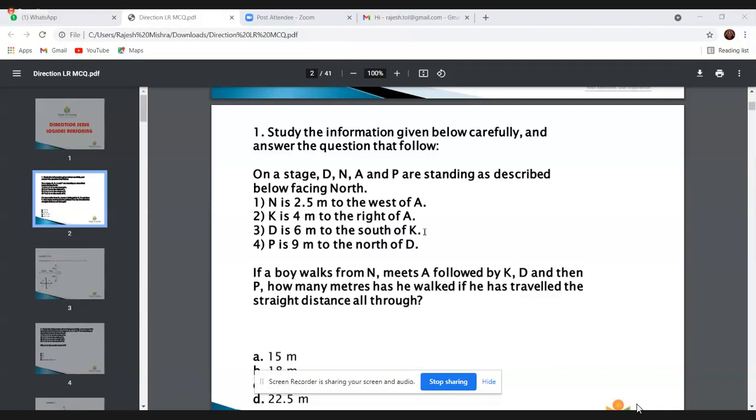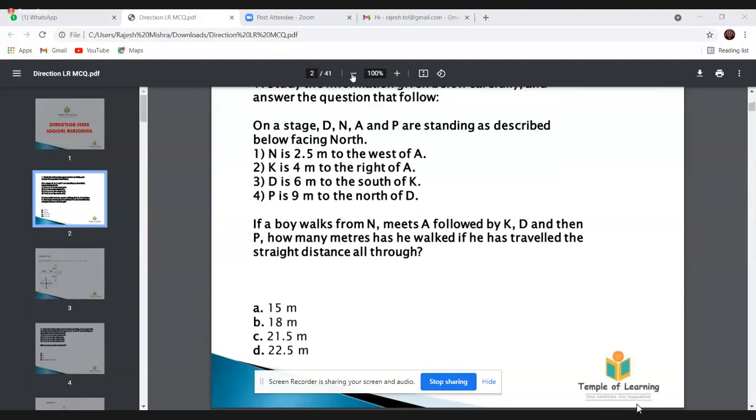N is a point 2.5 meters to the west of A. So A is 2.5 meters to the east of N. Then I've got K as 4 meters to the right of A. Right of A is further east. So quickly draw the diagram. So when I go south and then I go north, so from D, K is 6 meters to the south of D. So first, when I move north, 6 meters will bring me to D, then 3 more. So let me draw the diagram for you, which I have already done.